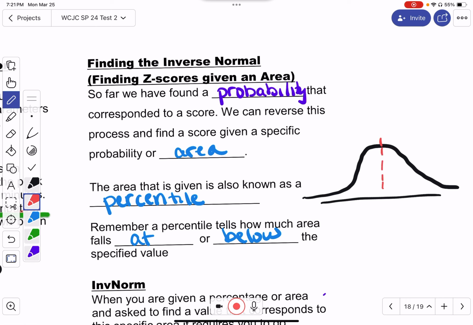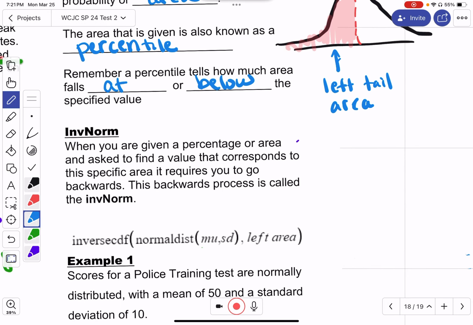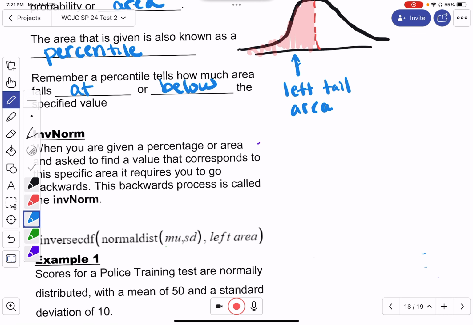We've talked about them before, but a percentile measures the area that falls at or below a specified value. The one that you know the best right now is the median. The median represents the 50th percentile. When we talk about percentile, we're really talking about our left tail area. So you're always looking at left tail area for these problems, and this left tail area is always going to be expressed as a decimal when we go to Desmos.